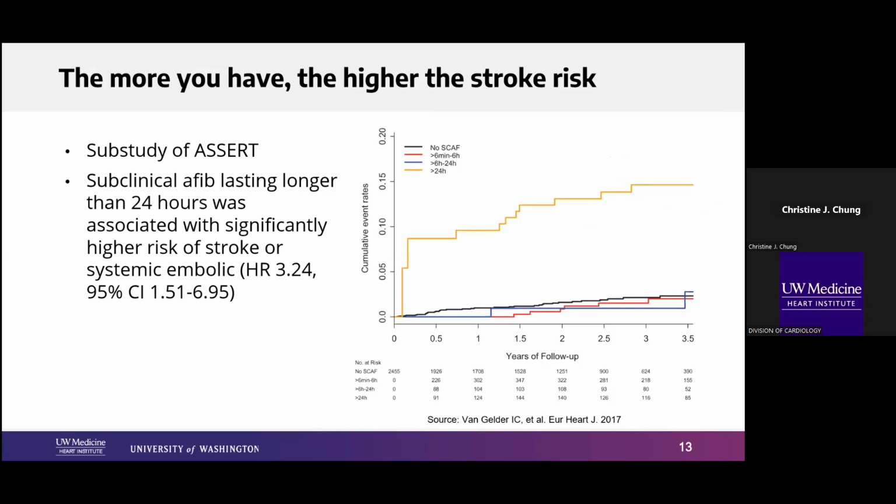And interestingly, even up to 24 hours, there isn't a big signal that there's a significantly increased risk compared to those that have just over 6 minutes. But once you get to more persistent AFib lasting longer than 24 hours, there's a significant increase in the risk of ischemic stroke. So there is a correlation between the duration of these subclinical AFib episodes that we detect just through increased monitoring and surveillance and the risk of stroke.